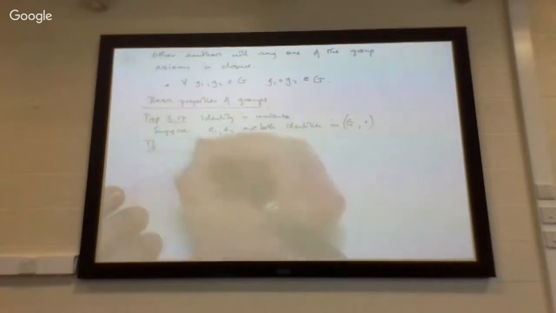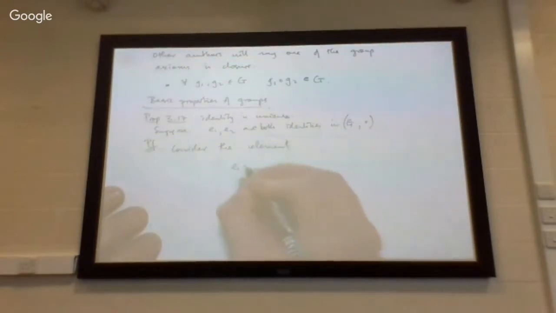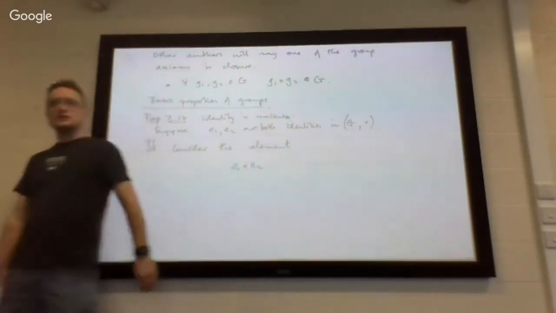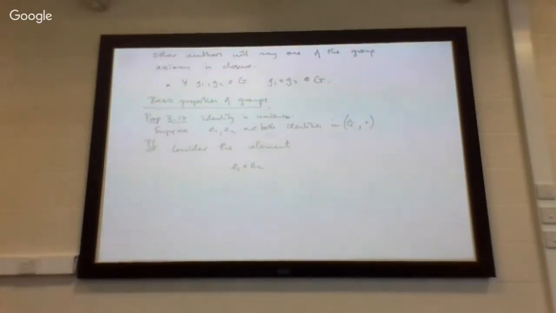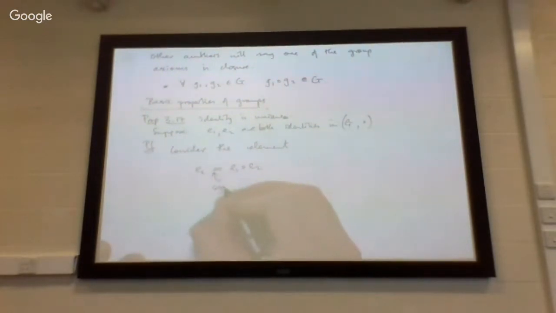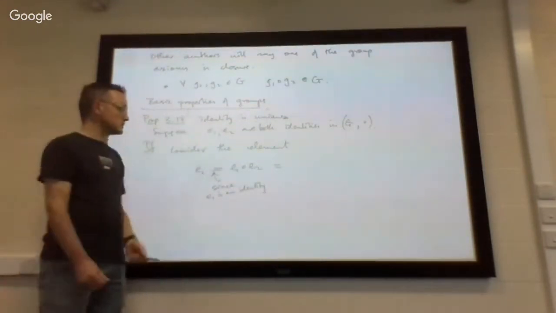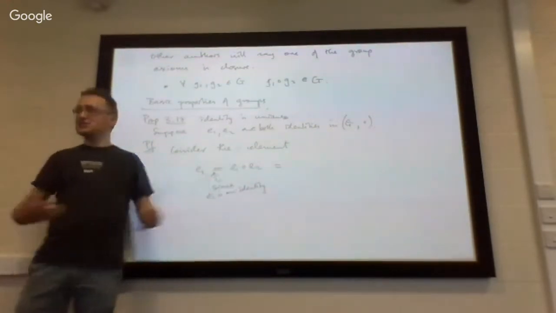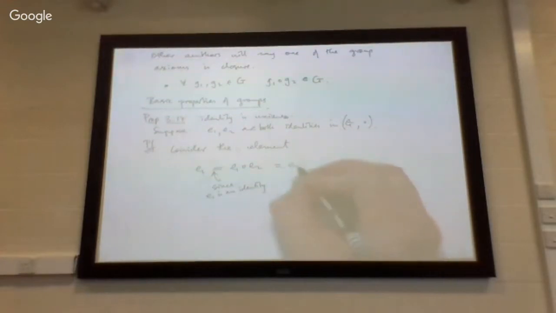The proof of this is quite direct. We simply consider the element e1 circle e2. Put that in the middle of the page. Now, e1 is an identity element, so by definition e1 circle e2 is equal to e2. The justification for this equal sign is since e1 is an identity. But equally well, e2 is also an identity, because we supposed it was, and when you operate with e2 on any other element, it leaves the other element unchanged. So this is also equal to e1. The justification for that is since e2 is an identity.